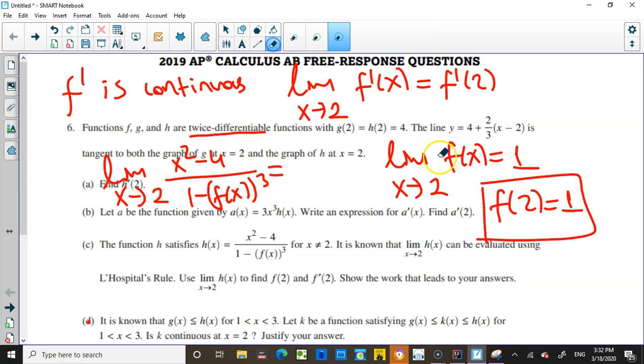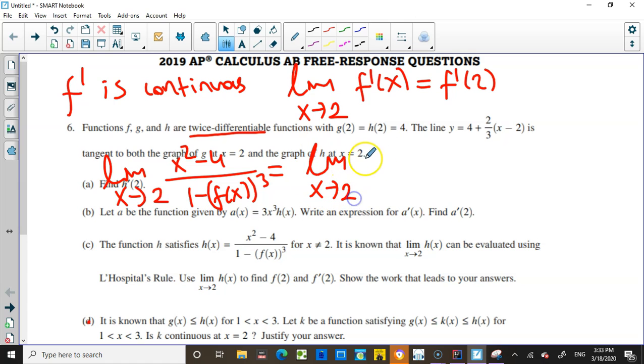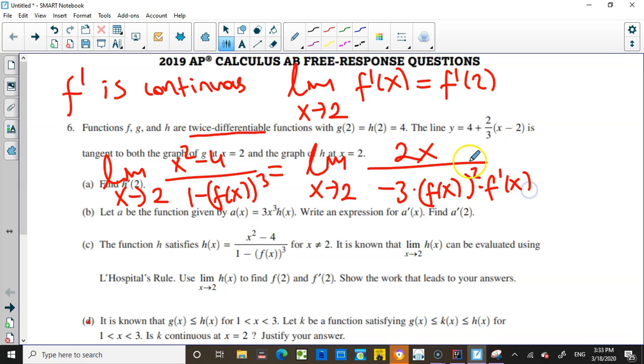If I clean up this part. So after that, we're going to apply the L'Hopital rule. So let's remember the L'Hopital rule. Basically, I'm going to take the first derivative of the top function and then also the bottom function. But notice that I'm not going to apply the quotient rule for the derivatives. So the limit as x approaches 2, if I take the first derivative of top, we get 2x, divided by, if I take the first derivative of bottom, negative 3 times f of x to the power of 2 times f prime of x. And this expression is also equal to 4.